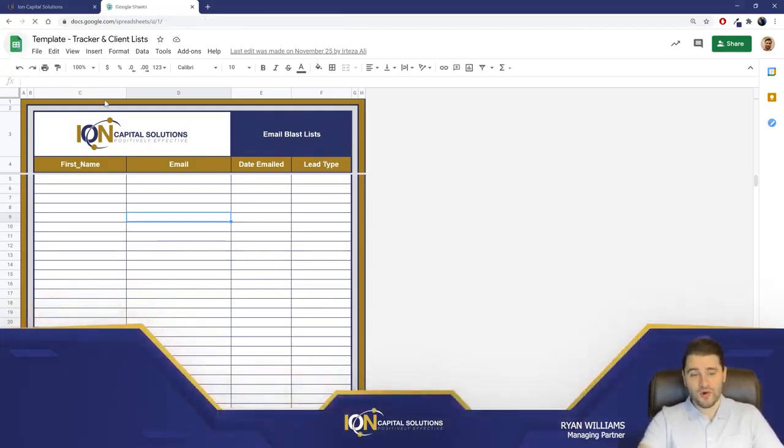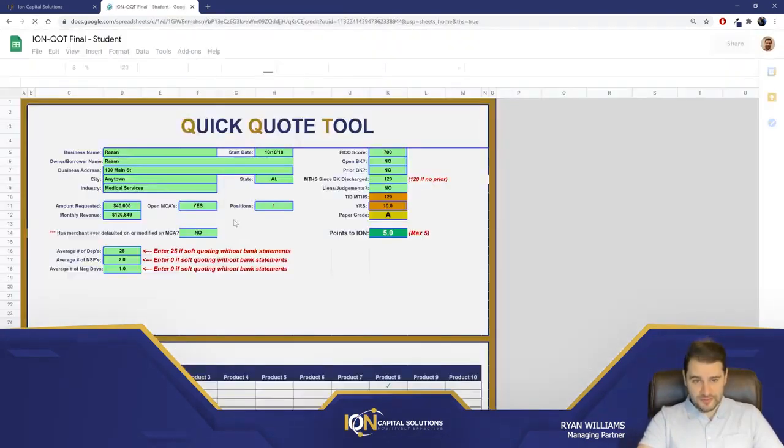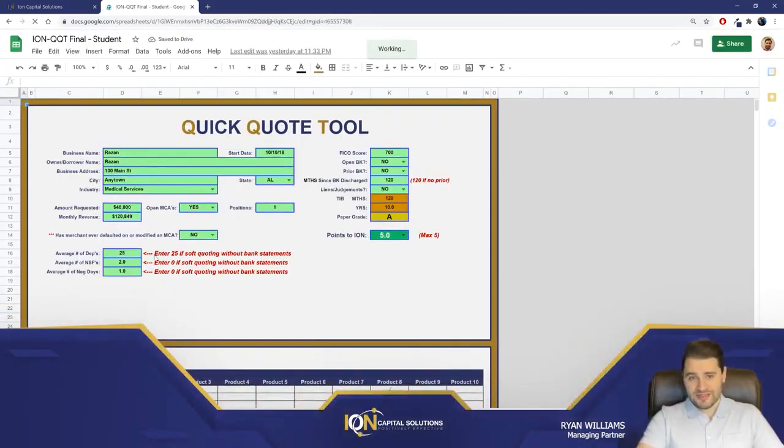But let's look at some more, right? Here we have our quote calculator. I should say a quick quote tool, excuse me. And basically you input the client's information, the paper grade, the state it's in, whatever it is, right? Their open balances.